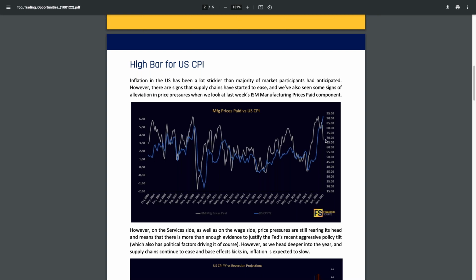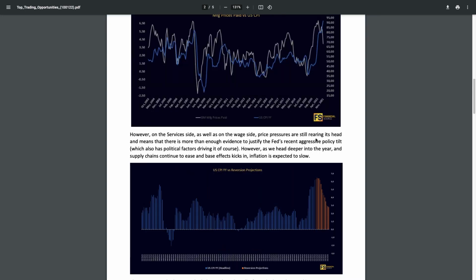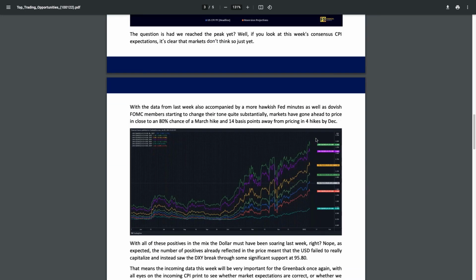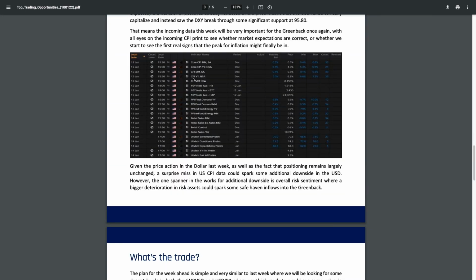That means that the prices that manufacturers pay for their raw materials were dropping. Now that should mean inflation should drop, but expectations are still 7% year on year and 5.4% year on year for core CPI data, so it's above the prior reading. So the market's still saying we haven't reached peak inflation yet. So we need to watch out for that.